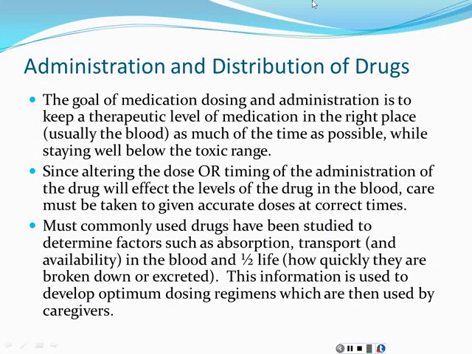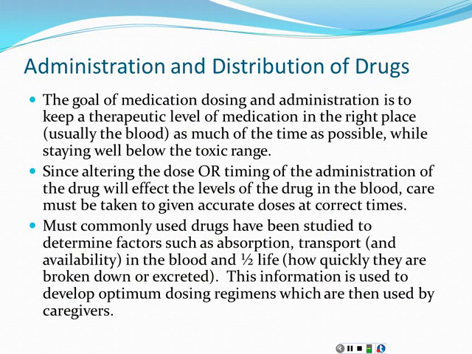All right. So the goal of medication dosing, it's all about therapeutic level. Too much of a drug is going to cause problems. Too little of a drug in the bloodstream is not going to do anything at all. So what we're always looking for is to keep that medication as close to the therapeutic level as possible while staying well below the toxic range.